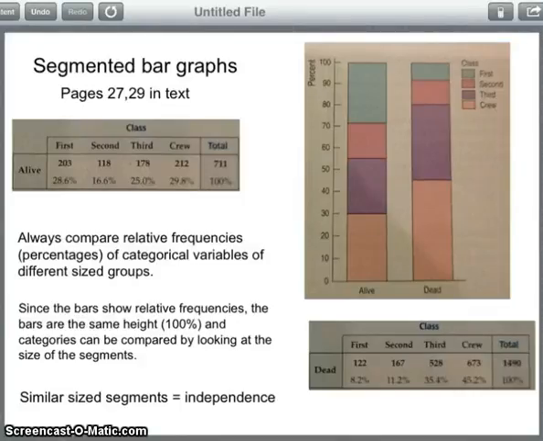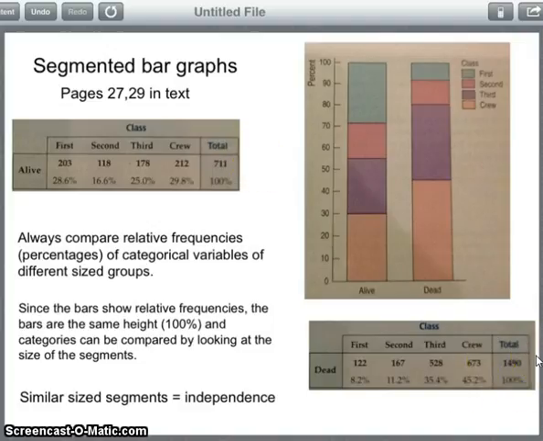I'm going to tell you some useful tips about segmented bar graphs using data and graphs found on pages 27 and 29 in your text about the Titanic. First of all, I want you to notice that there are 711 total that were alive in the Titanic and 1490 that died.